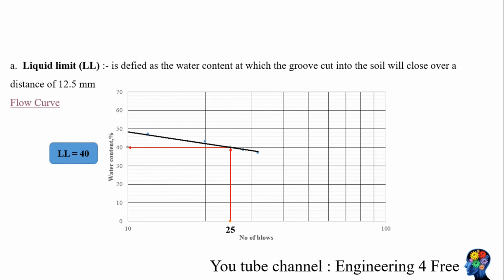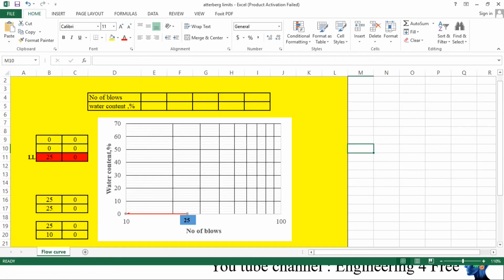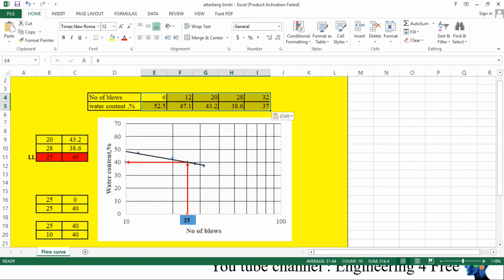Let's see how to construct the flow curve for this particular question. We have prepared a sample Excel template. We have the number of blows on the x-axis and the water content on the y-axis. Let's copy the values. So we have the number of blows and the water content, and this is how you plot the flow curve. The liquid limit is the water content corresponding to 25 blows. The water content corresponding to 20 blows is 43.2, and the water content corresponding to 28 blows is 38.6. By linear interpolation, the liquid limit corresponding to 25 blows will be 40.